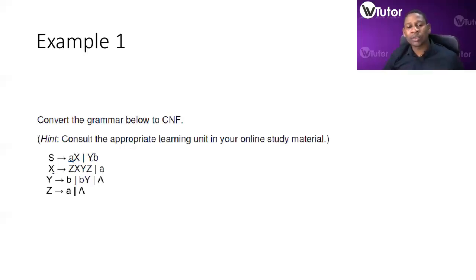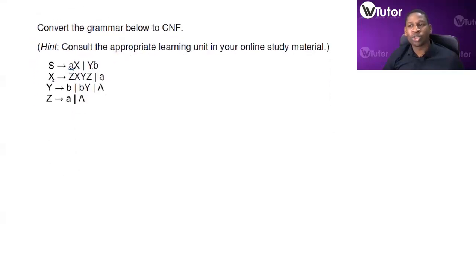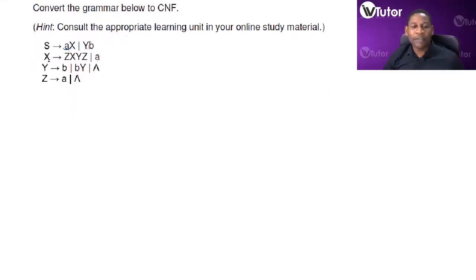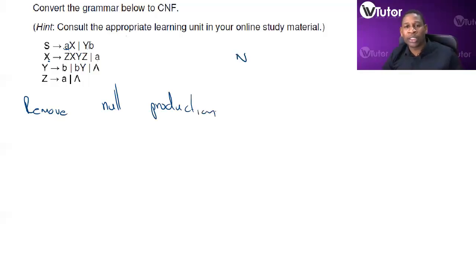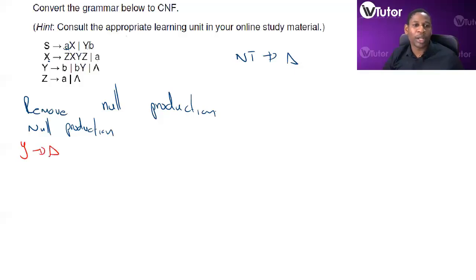Now let us move to convert it to Chomsky normal form. We said the first step is to remove null productions. We first need to describe what null productions are. Null productions are those rules where we've got a non-terminal going to a null. In this case, if we list our null productions, we have Y goes to null and Z goes to null.